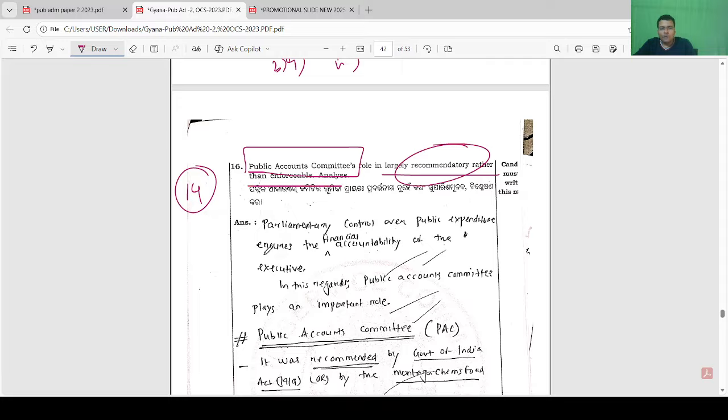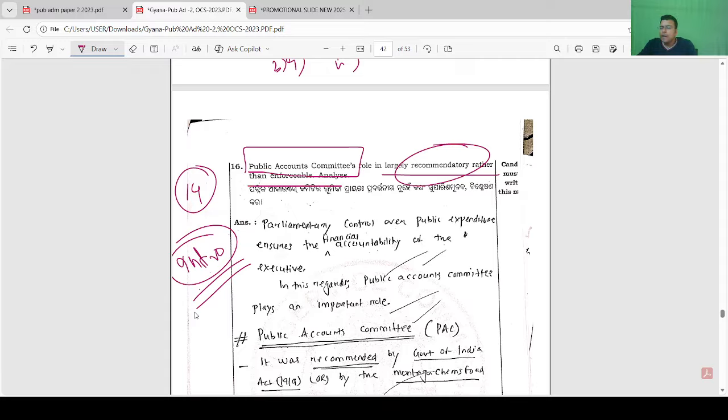Parliamentary control over public expenditure, ensure financial accountability of the executive. In this regard, public account, no. Intro is not satisfactory. Intro not satisfactory.